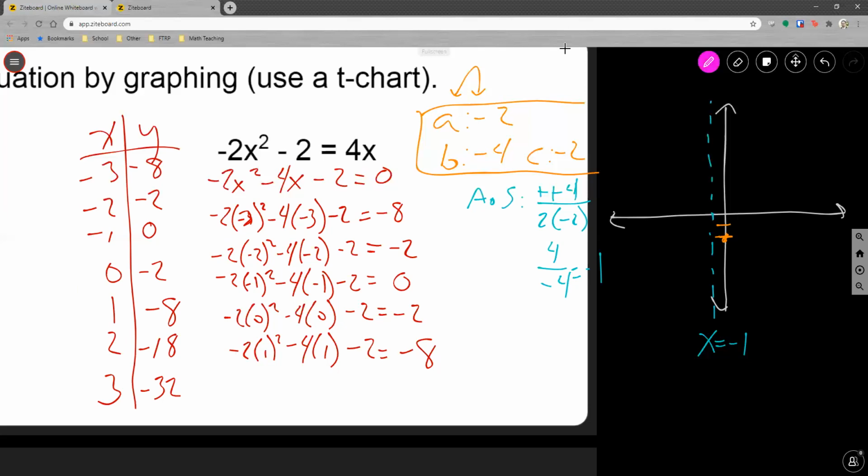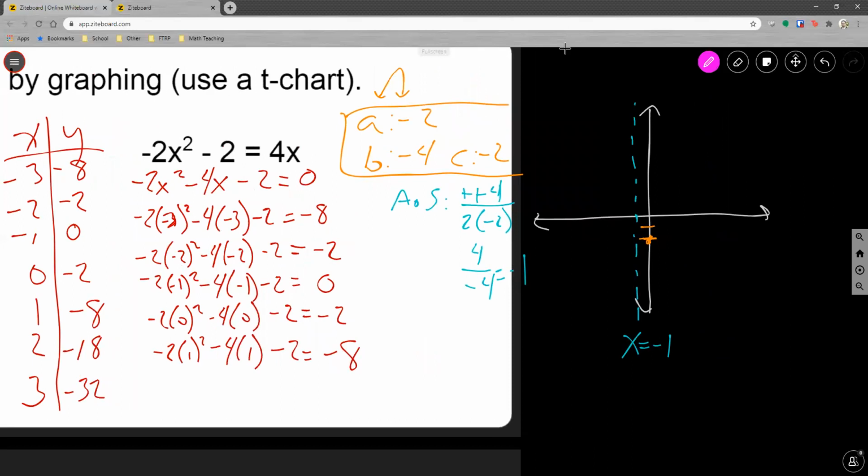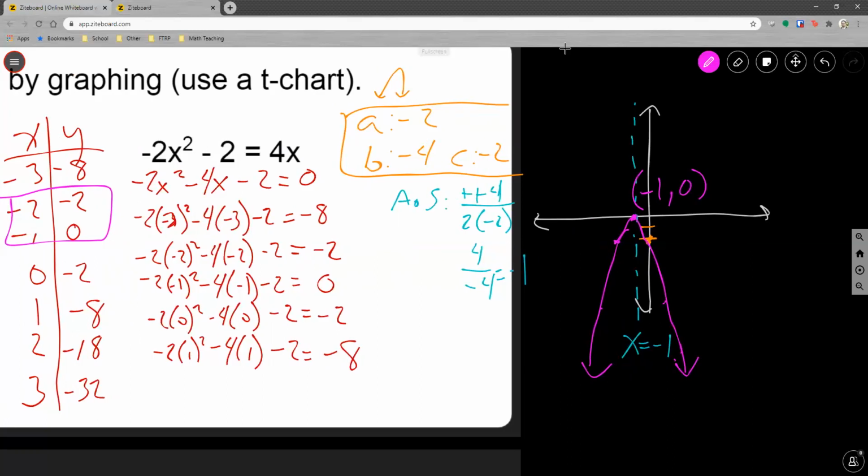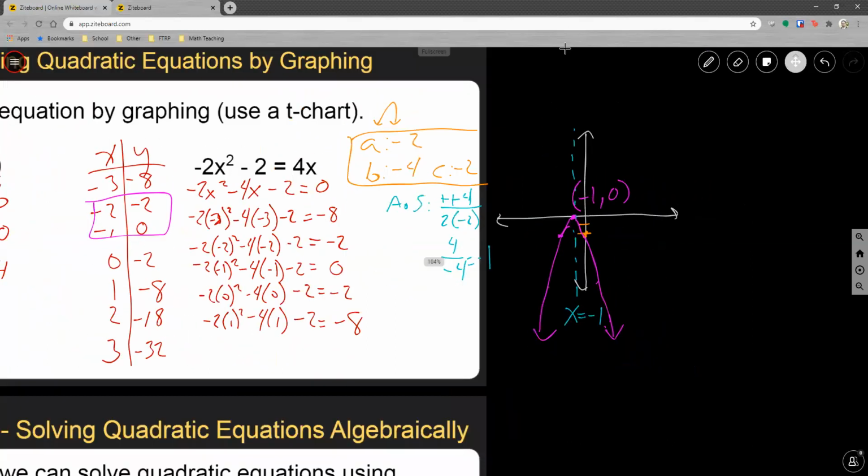So if I go to plot this back over here on the right, I'm going to plot these values. I'm going to kind of go quick on this because this is taking a lot of time. -1, 0, and -2, -2 are both on my graph. Plotted these guys. Everything else is going to just go in a downward direction. And I end up with a graph that looks something like that, with my vertex at the point -1, 0. My vertex is the same point as my x-intercept. So it looks like I've only got one solution here.